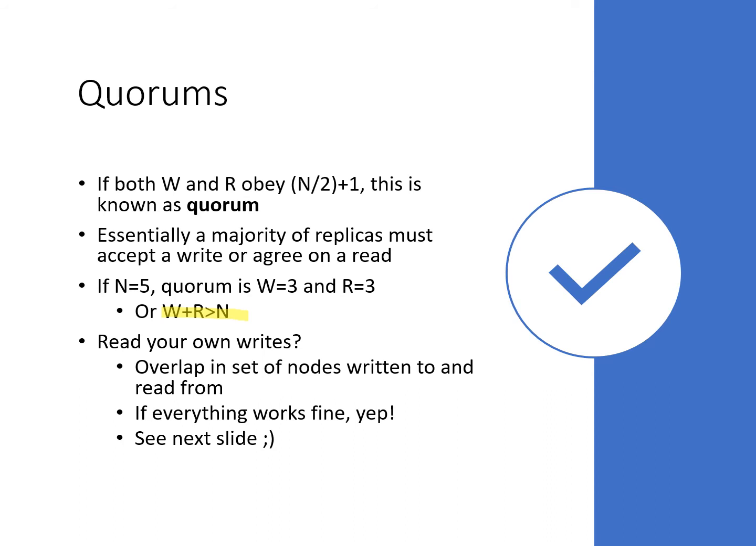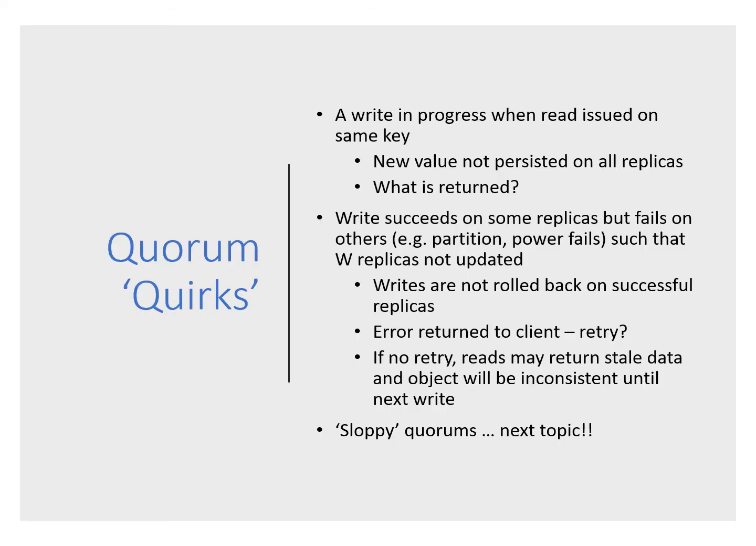Well, if everything works fine, yes, because there's an overlap in the set of nodes that are written to and read from. But as you know, in distributed systems, not everything works fine all of the time. So 2 scenarios where quorums may not give us the desired outcomes. First one, a write is in progress on a particular database object when a read is issued on the same one. So the write may have a value of W equals 2, but the new value has not been fully persisted in all the replicas.